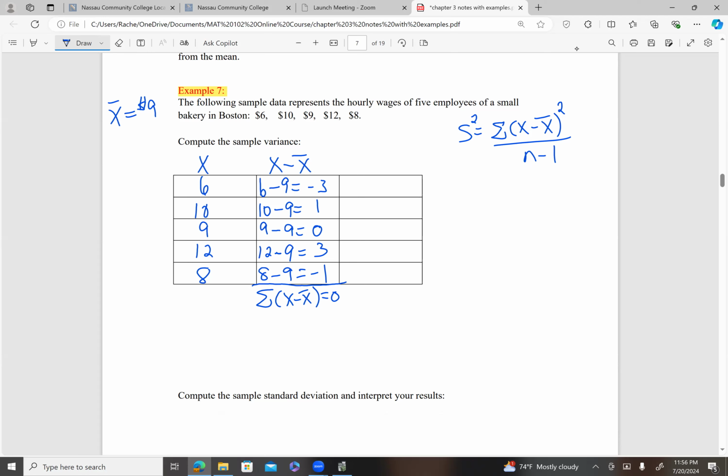So that's the reason why we're going to square all these differences. That's why when we look at the formula, we see X minus X bar squared. Because if we sum them up without squaring them, since half are negative and half are positive, it's going to sum to 0. So we're going to take each difference and square it.